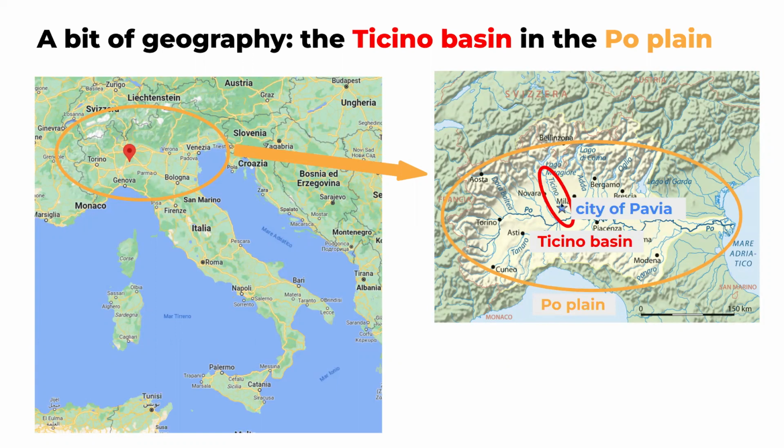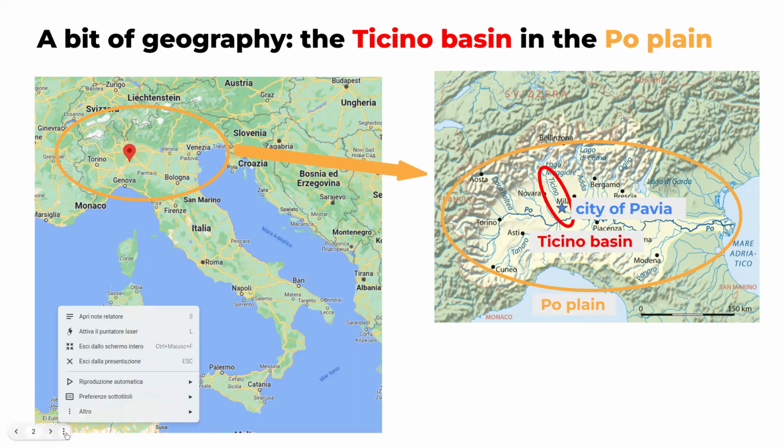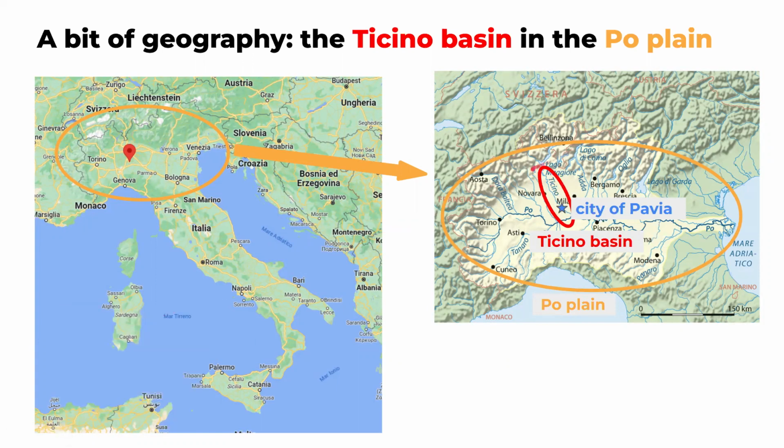Maybe I should open the pointer. How do I? Here. Now you should see better. The Ticino River flows from the mountains into the Po River on the right here. And it's of interest because it's the river that flows through the city of Pavia. The city of Pavia is here, the blue star, a few kilometers south of Milan, southwest of Milan here.